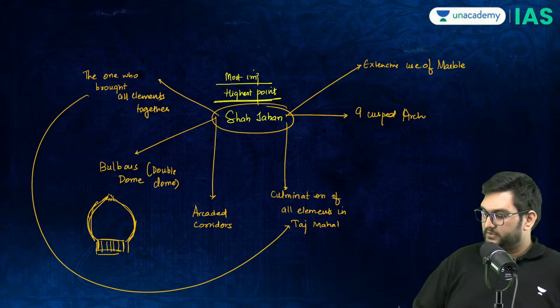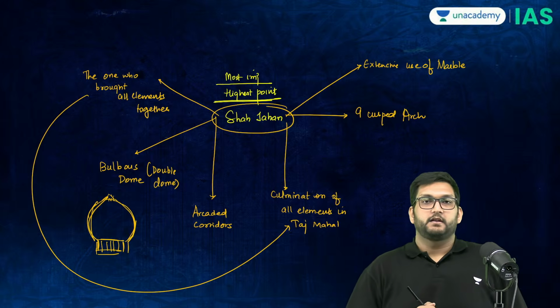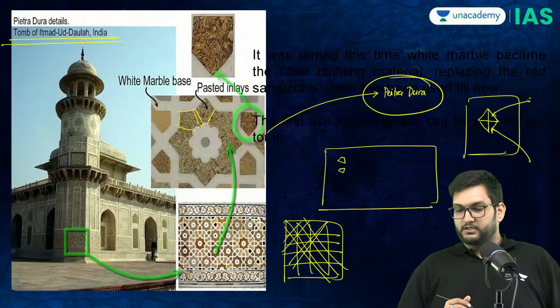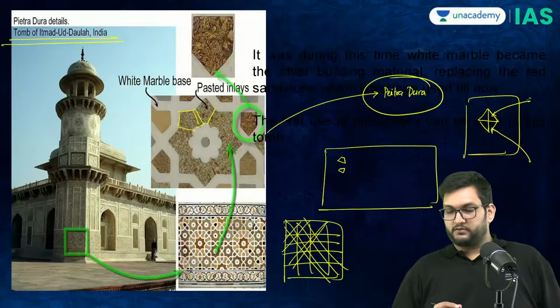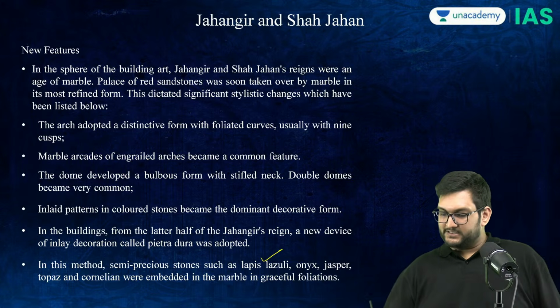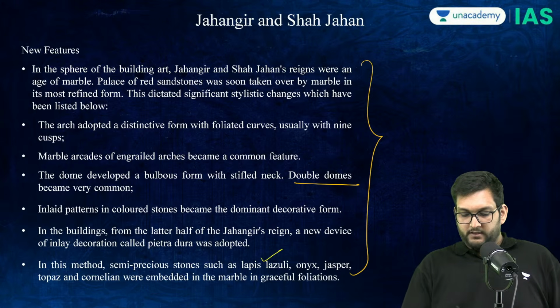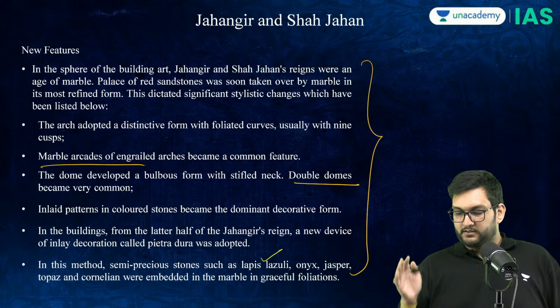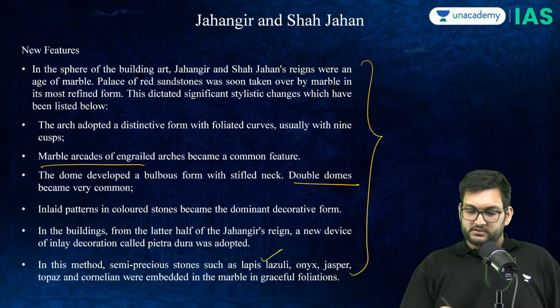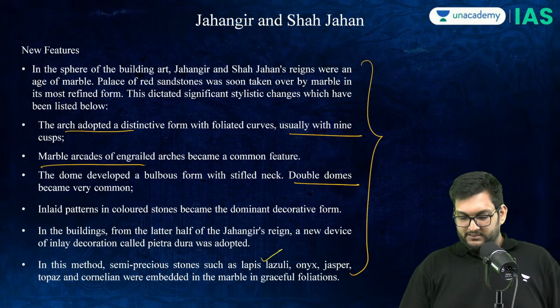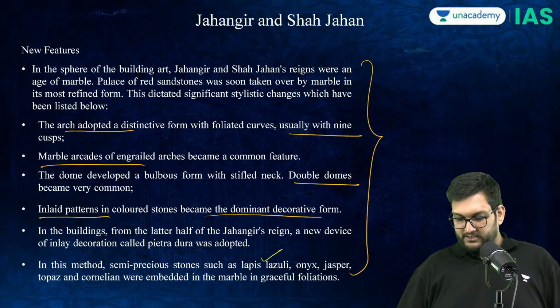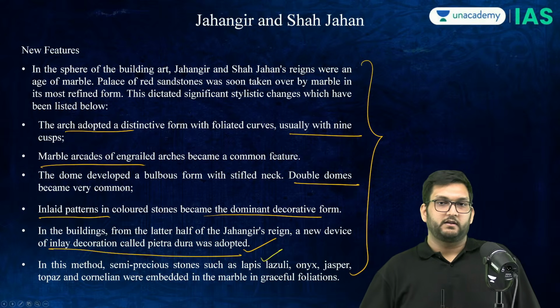This point links up with this point. So if I talk about the contributions of Jahangir and Shah Jahan: double dome, marble, arcaded corridors, nine cusped arch, inlaying pattern, decorative pattern, Pietra Dura, we've already discussed.